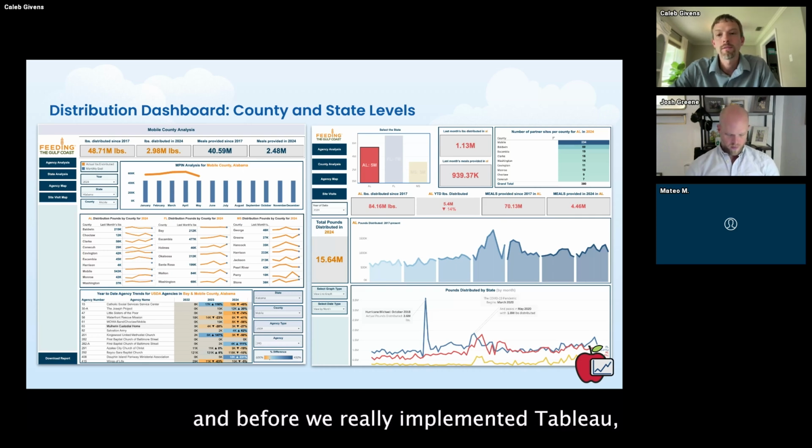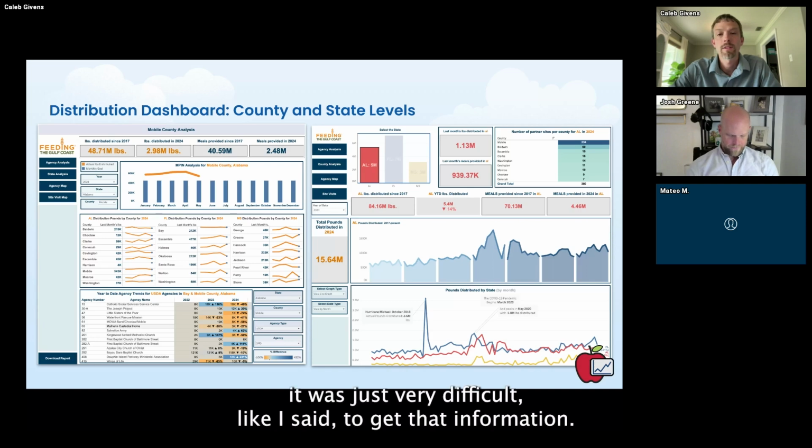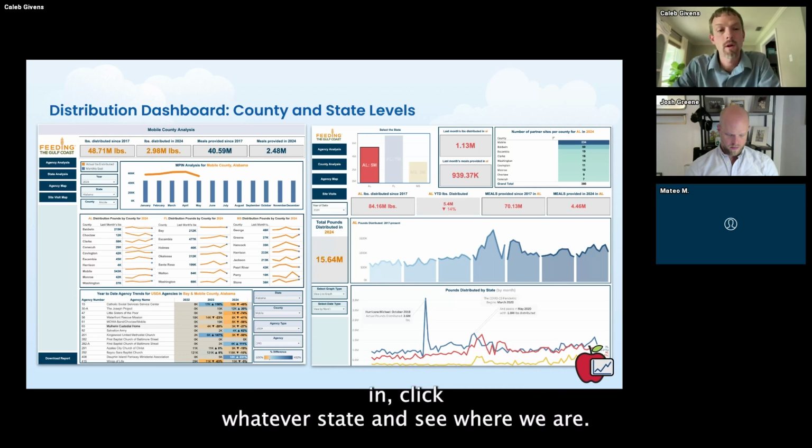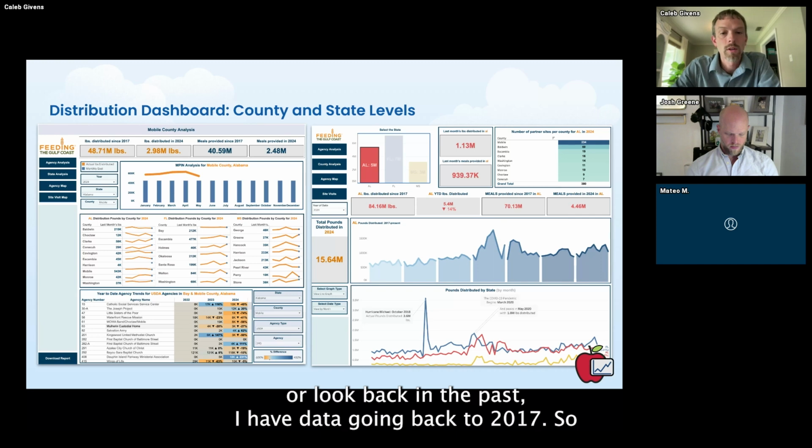And before we really implemented Tableau, it was just very difficult, like I said, to get that information. So now they have viewer licenses. They can just go in, click whatever state, and see where we are. Or look back in the past. I have data going back to 2017.